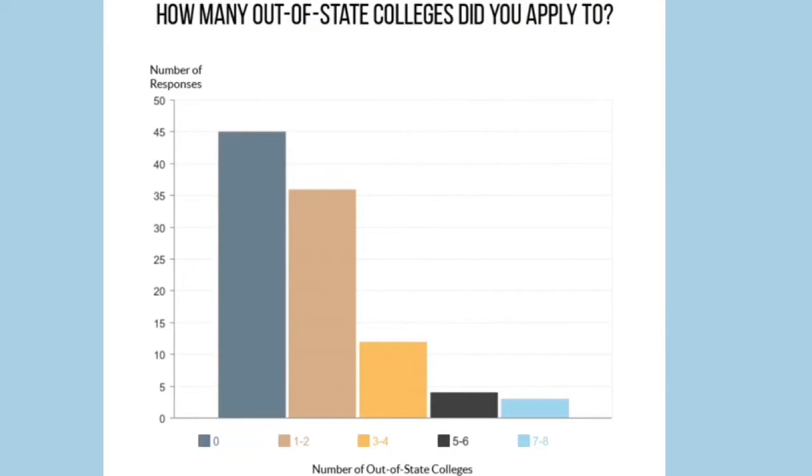This histogram is another graphical representation of our data. Along the y-axis, it shows the frequency, or number of responses, for each of the categories, and on the x-axis, it shows the number of out-of-state colleges applied to. This form of graphical representation most accurately shows the skew in our data and the fact that most of the data fell between 0 and 2.